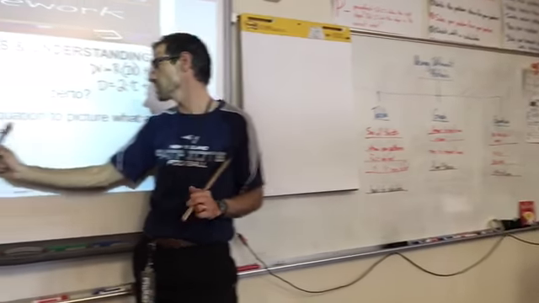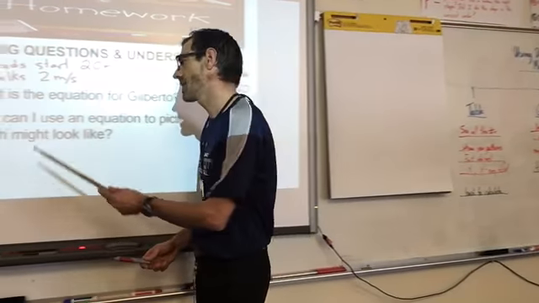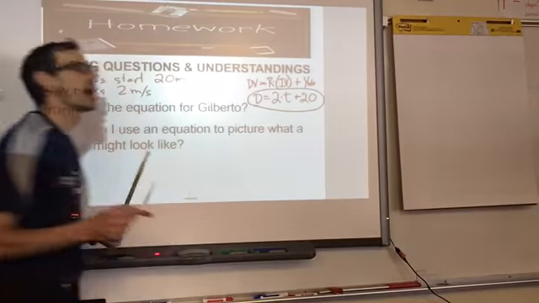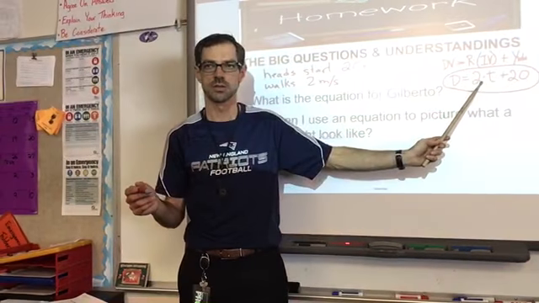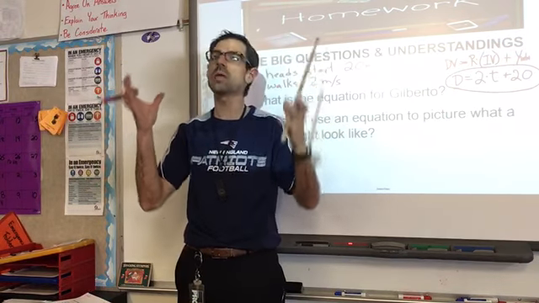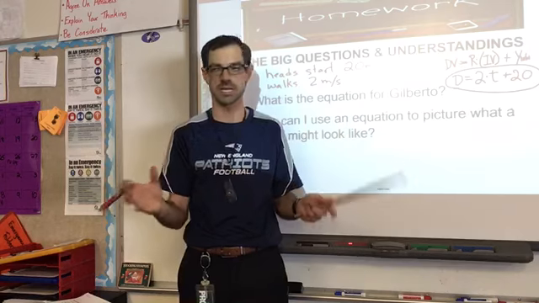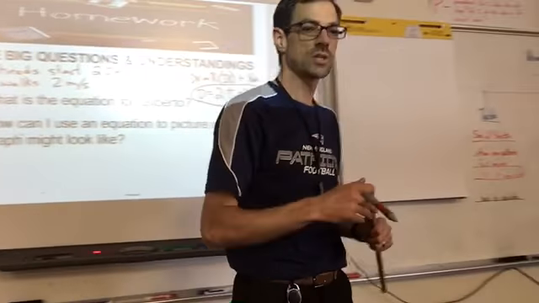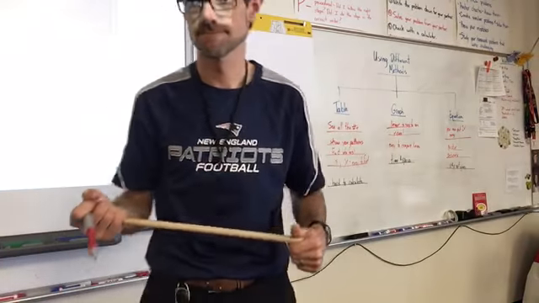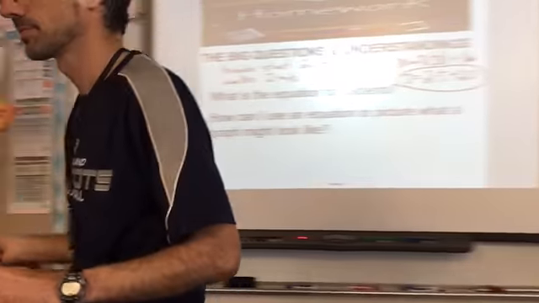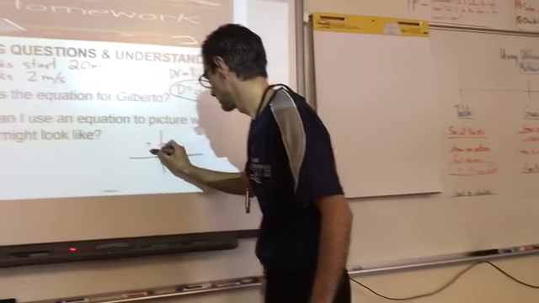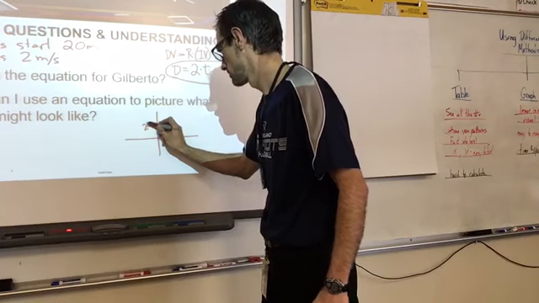So how can I use an equation to picture what a graph might look like? So here's my equation. How can I use this equation to figure out what this graph might look like? Talk to your partner. Well, if he has a 20-meter head start, he would have to start at 20. Boom. So yeah, he would start at the 20 while everyone else starts at 0. Exactly.